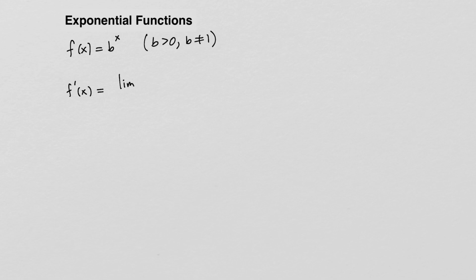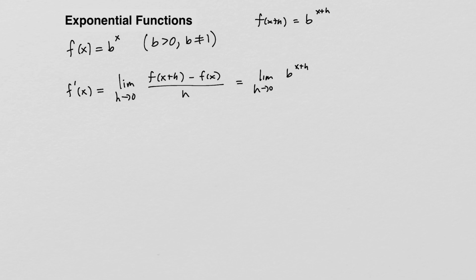So for this, we have to go back to the definition of a derivative. We're going to take the limit as h goes to 0, f of x plus h minus f of x divided by h. Now, f of x plus h is what you get when you plug x plus h in for x into your function. And so this will be b to the power x plus h. So applying this definition of a derivative, we get the limit h goes to 0 of b to the x plus h minus f of x, which of course is just b to the x, divided by h.